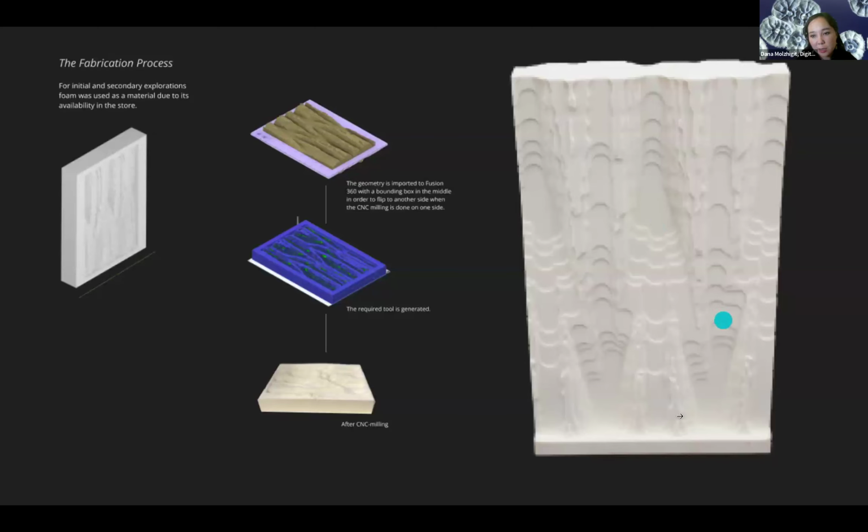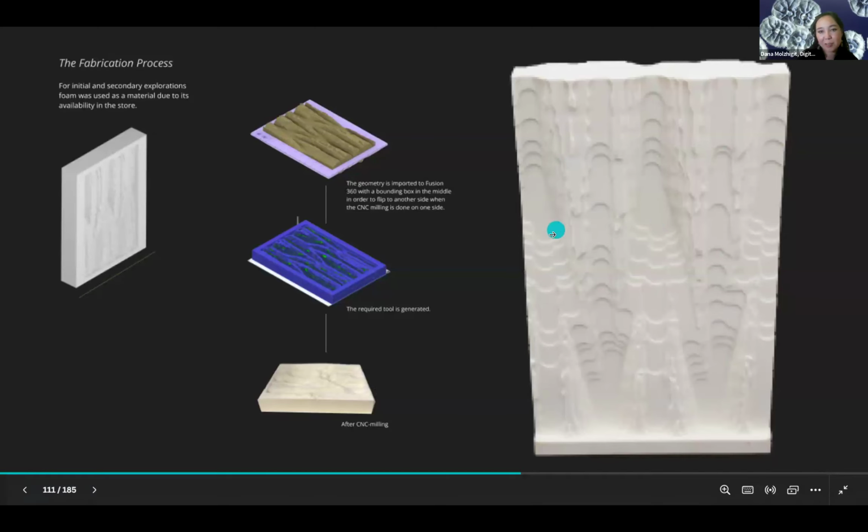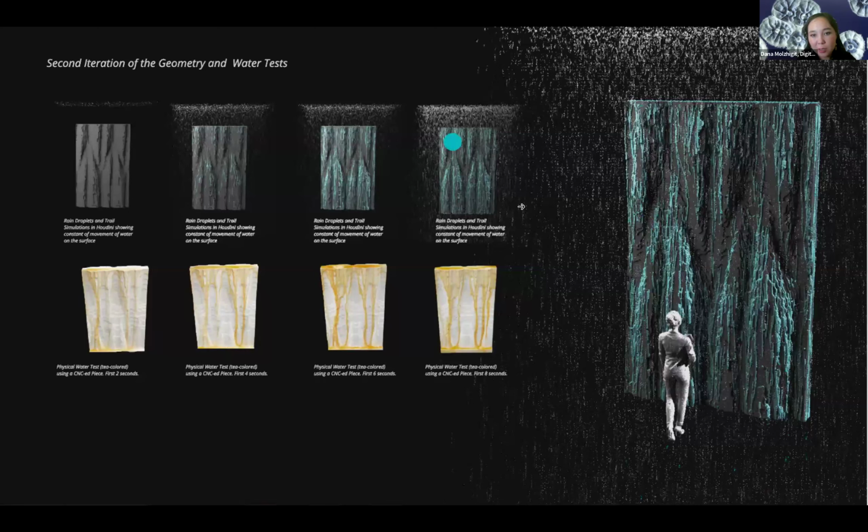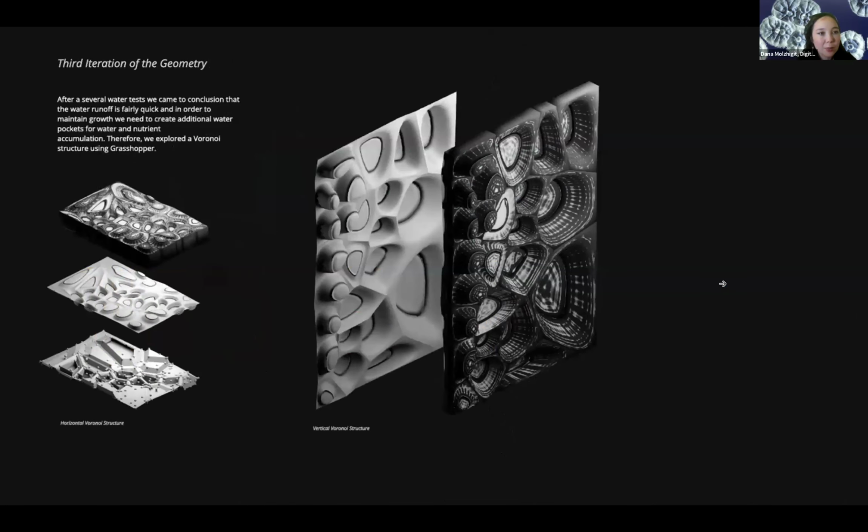And here is the result. As you can see, this did not turn out as we expected. So the next iteration was also a water test, and it was very different from the geometry that I had in mind. The third iteration of the form generation came after several water tests, when we concluded that the water runoff is fairly quick. And in order to maintain the growth, we need to create additional water pockets for water and nutrient accumulation.